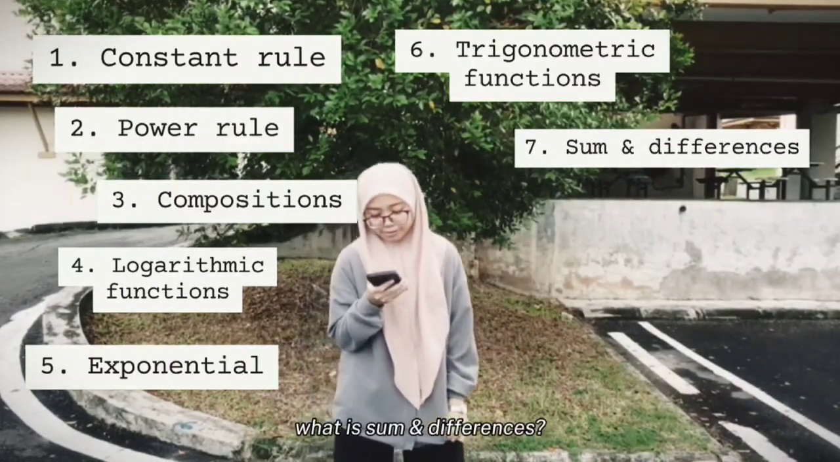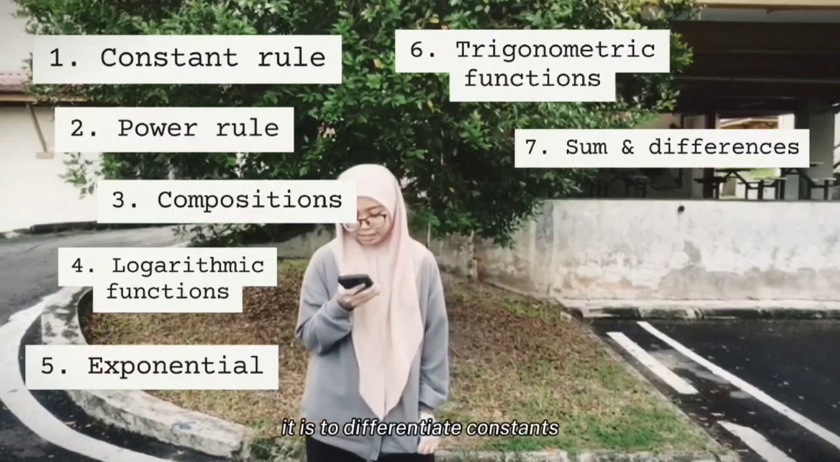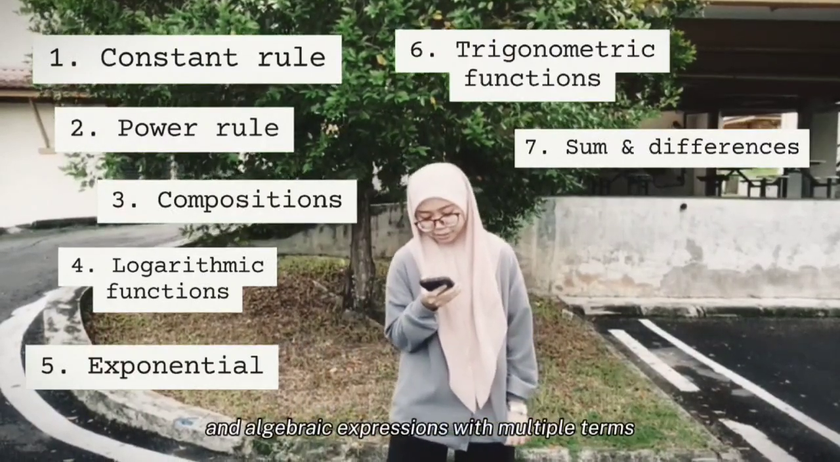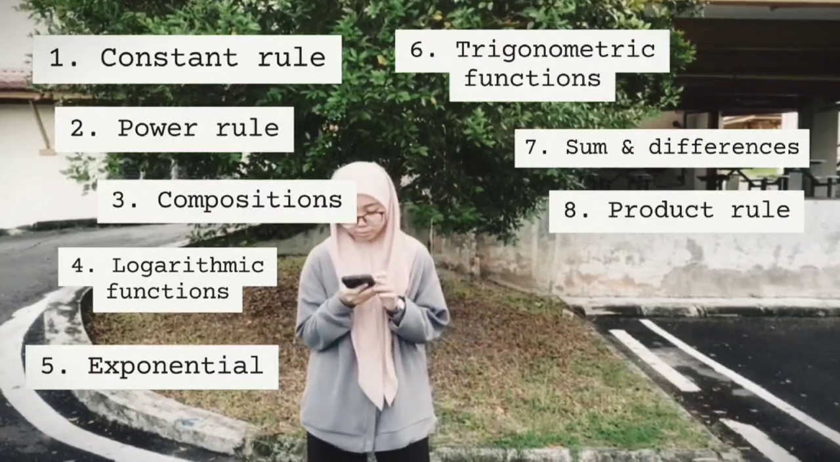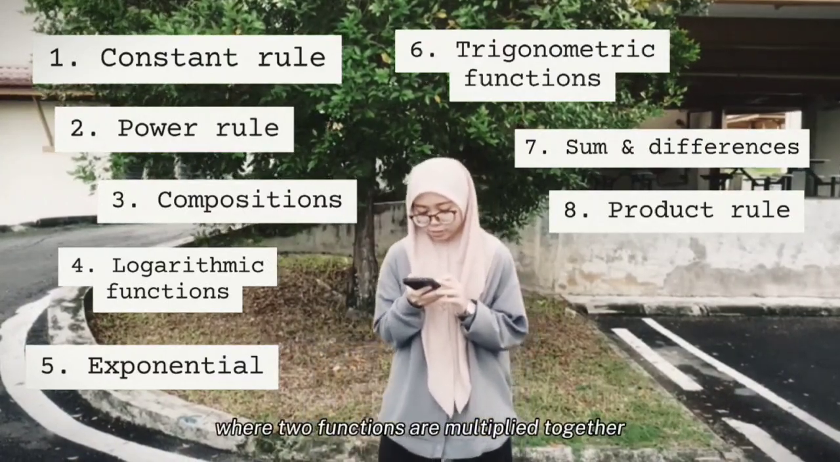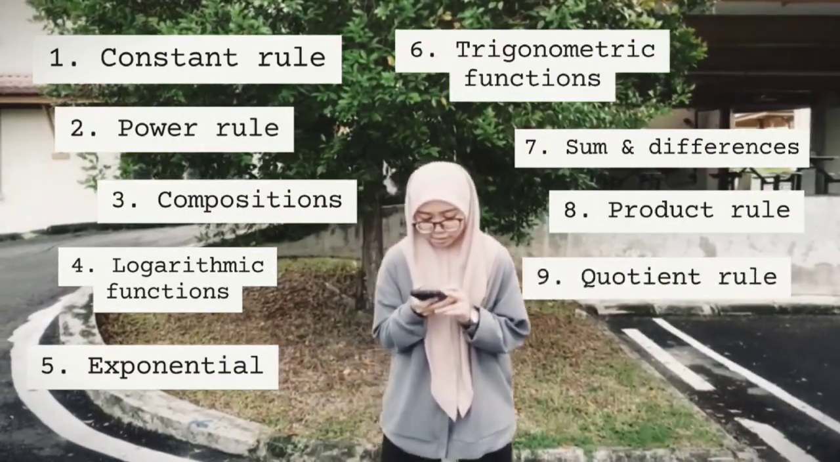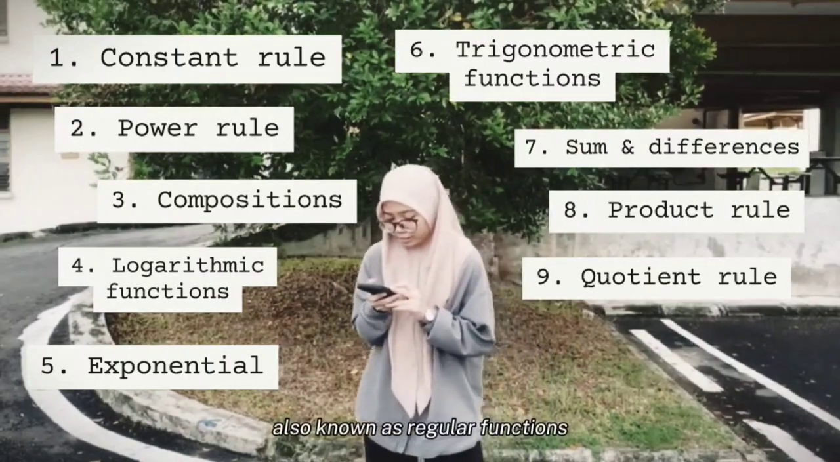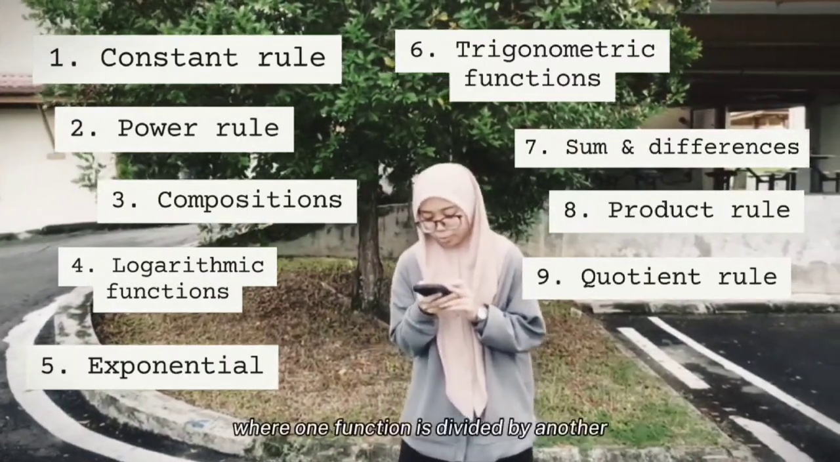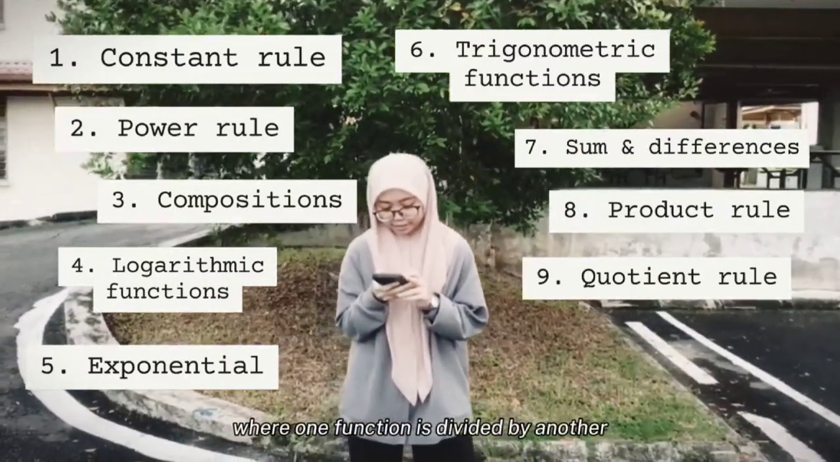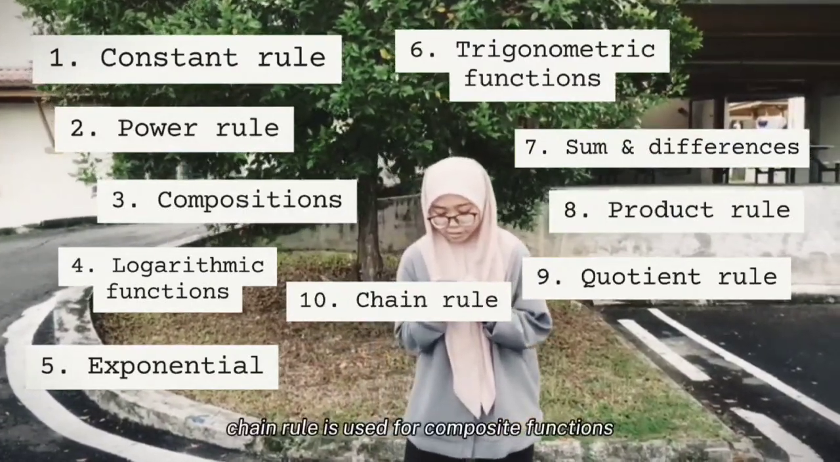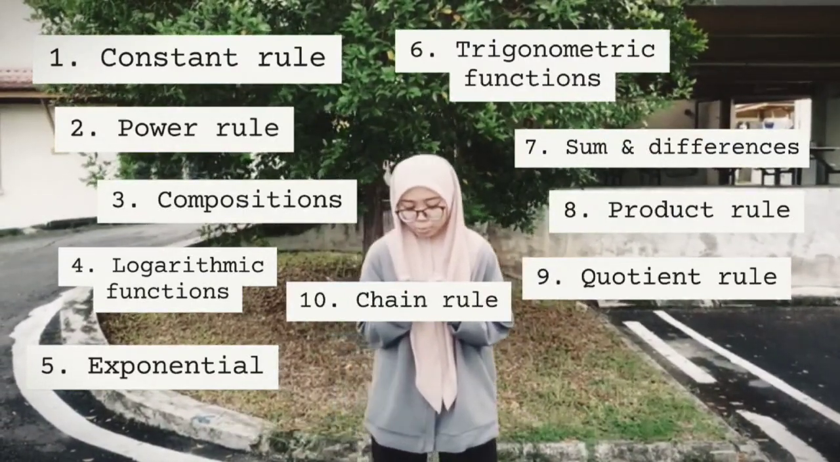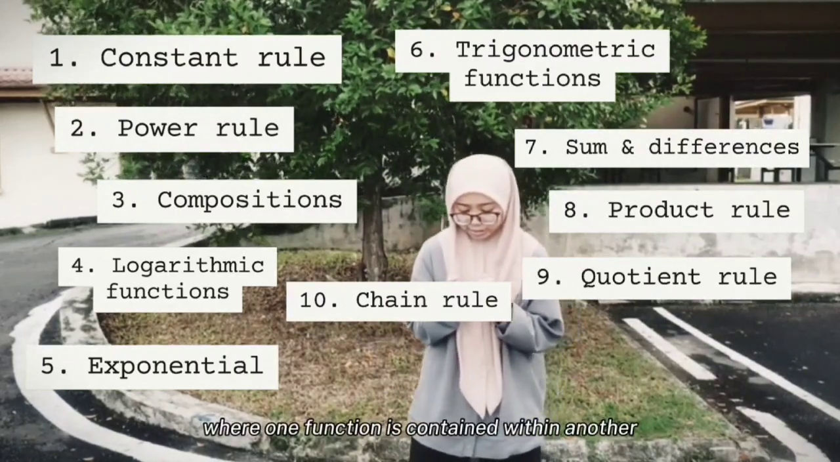What is sum and differences? It is to differentiate the constant and algebraic expression with multiple terms. Number 8 is product rule, where two functions are multiplied together. Number 9 is quotient rule, also known as regular functions, where one function is divided by another. Number 10 is chain rule. Chain rule is used for composite function, where one function is contained within another.